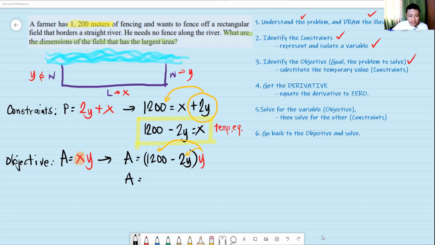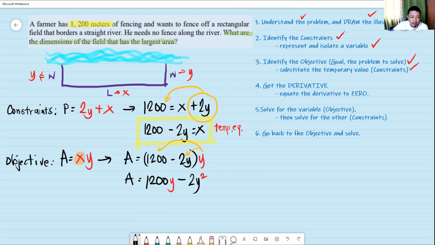Okay, very good. Take note of this: one of your classmates sent 4y squared. You're just distributing y, so there is no 2 included. Therefore, it will only be 1,200y minus 2y times y, which becomes 2y squared. Very good. We're done with this. And the fourth step is get the derivative.